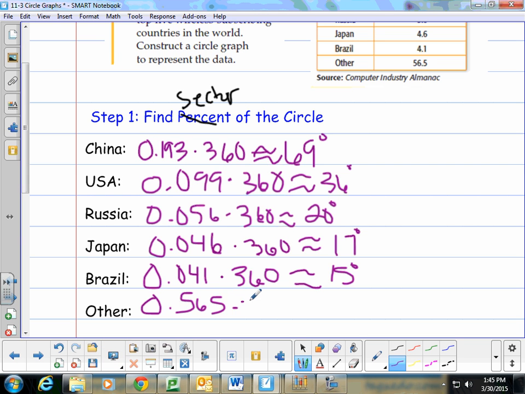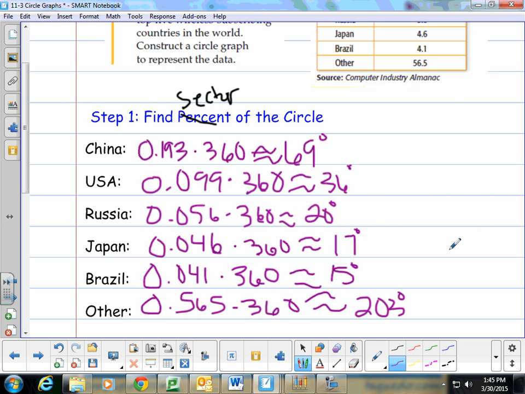of the circle. We know it should be more than 180 because it's more than 50%, more than half. Approximately 203 degrees. And I rounded. The first time I did this, I didn't round, which might make a little bit of a difference. You have to be careful with your rounding too.